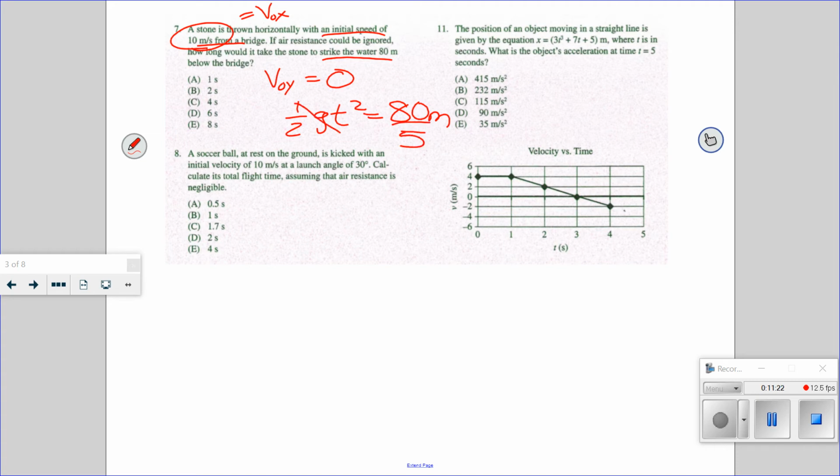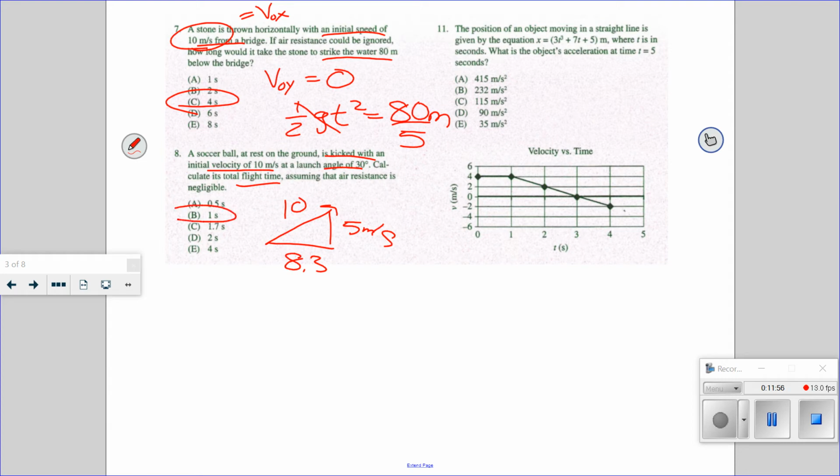Okay, here's a soccer ball kicked on the ground at 30 degrees. Did you use the sines and cosines in the front of the equation sheet? If it's 10 here and you're at 30 degrees, then this one's 5 meters per second, and this one's going to be like 8.3, if I'm guessing. Okay, calculate the total flight time. If you start up at 5, it's going to take half a second to stop, 5 divided by 10 meters per second squared, and another half second to get down. So B.